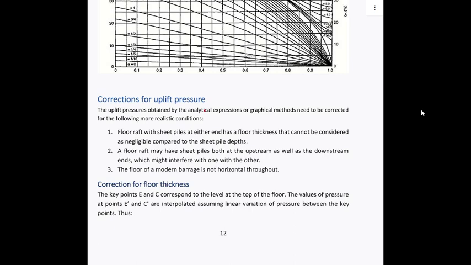Then finally, the flow of a modern barrage is not horizontal throughout. Around the crest area, we have maybe a vertical wall or a sloping wall, depending on whichever kind of configuration the person has chosen. What are we talking about in that one?